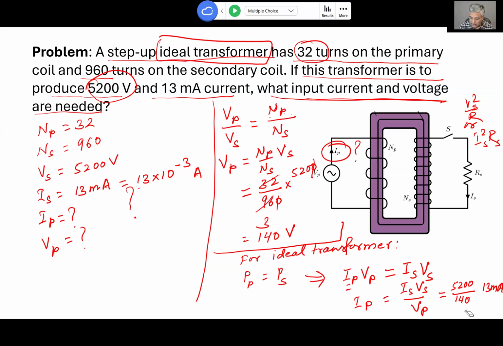So what number did we get here? I think it was 30 here. So 30 times 3 is 390 milliampere. So what happens? Power is same, but when voltage changes, what happens? Current changes too. Here in the secondary, voltage increased, but current decreased. See here?